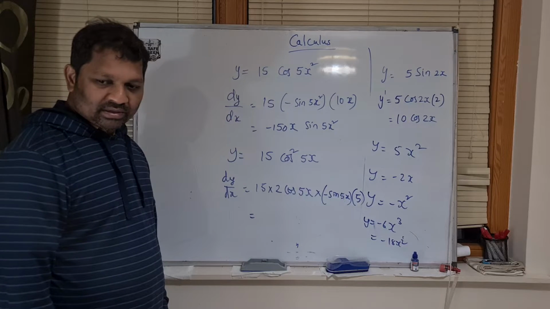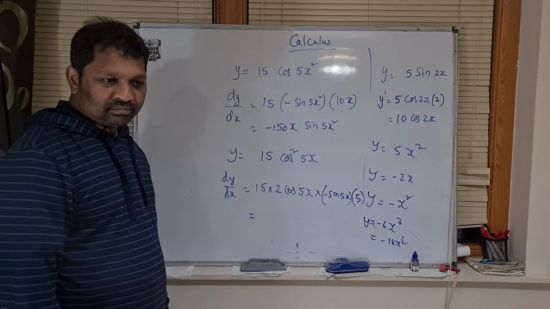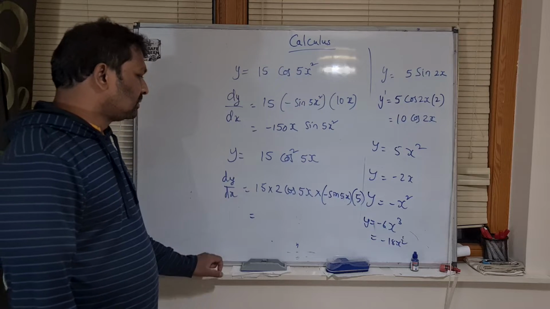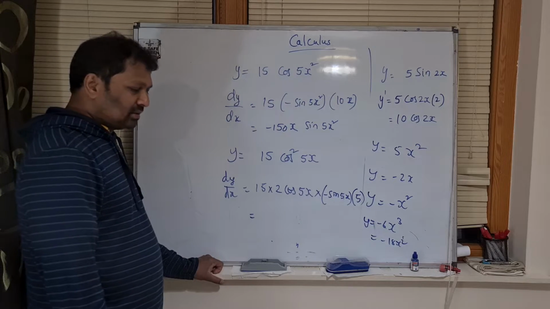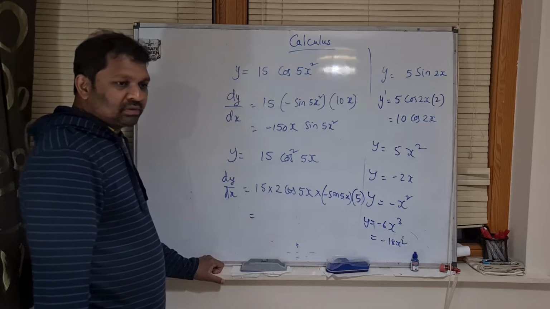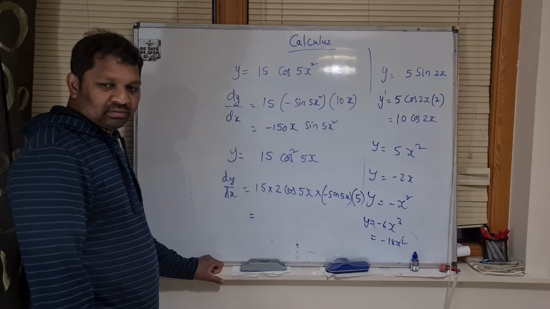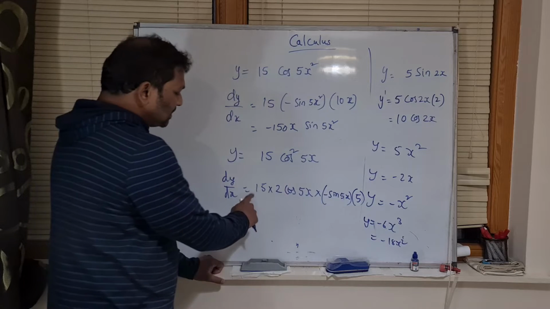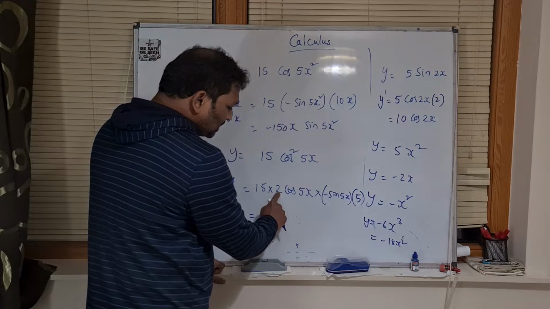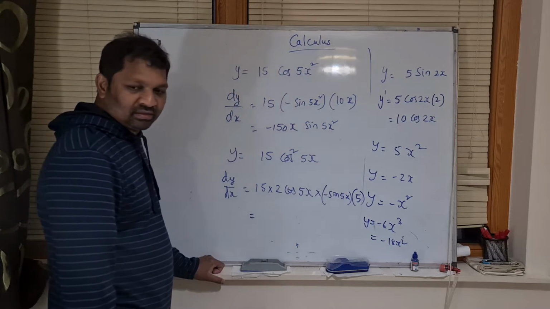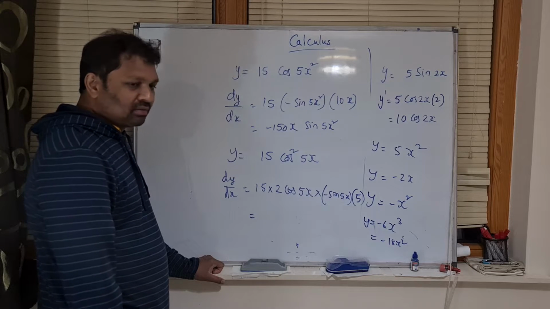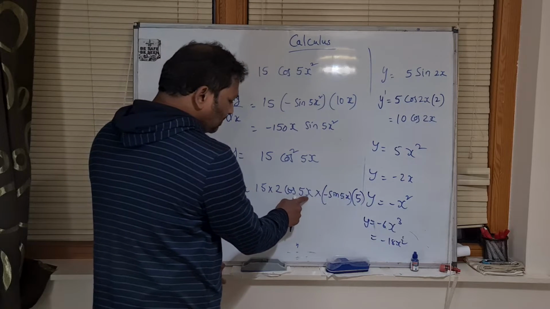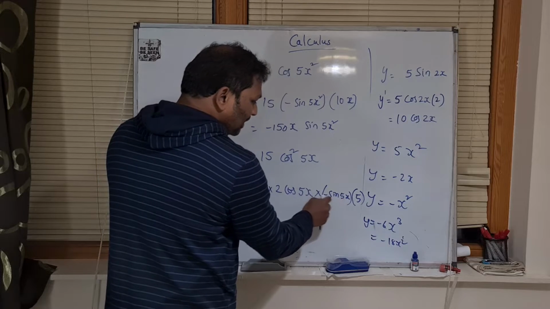Can you simplify it further? You can just do 15. 5 and 15. How about 2? 2 also can be multiplied. You said it should not be multiplied. These things can be multiplied, but you don't multiply this one with 5x.